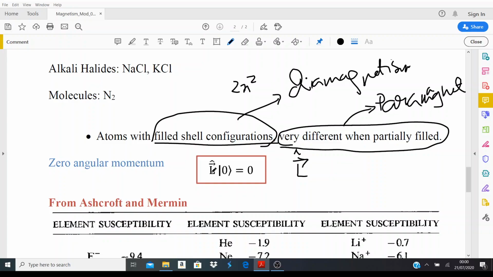So this statement is saying that if you have a filled shell configuration, then if the orbital angular momentum operator operates on the ground state of the electron, it will produce 0. So the meaning of this line is that for a closed shell configuration, the ground state of the system does not have any net angular momentum. That's a very important point to remember, and that's a quantum mechanical statement. You can see it's very difficult to understand how this can be in the classical physics picture.